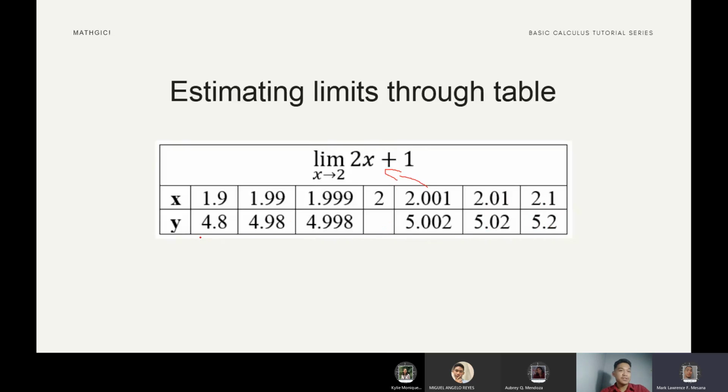As we can see on this table, the estimated value of the limit is equal to 5.